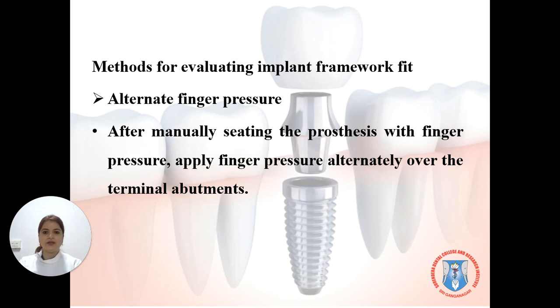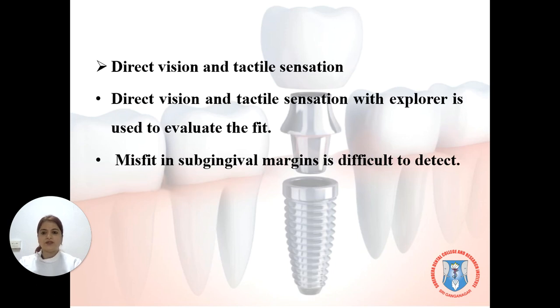Methods for evaluating implant framework fit. There are a few methods, like alternate finger pressure. In this, after manually seating the prosthesis with finger pressure, we apply finger pressure alternately on the terminal abutments. Then next is direct vision and tactile sensation. Direct vision and tactile sensation with the explorer is used to evaluate the fit. Misfit in the subgingival margins is difficult to detect.